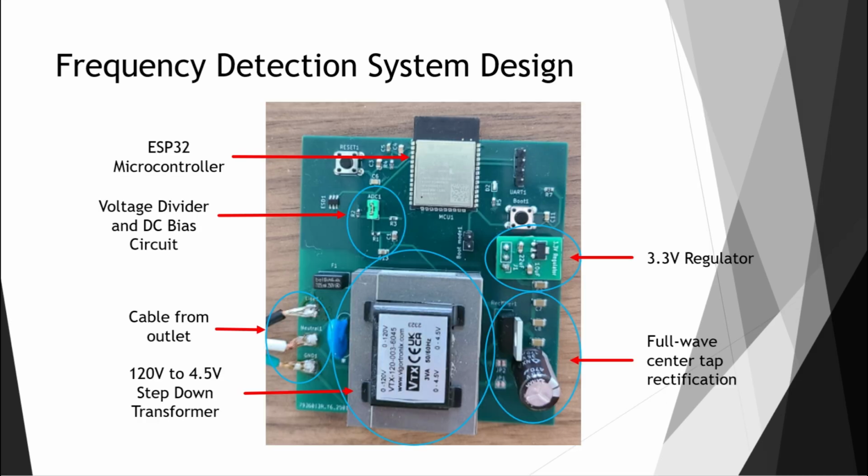This is the frequency detection system design. On the far bottom left, we have the cable from the outlet connecting to the primary side of the power transformer, stepping down 120 volt to 4.5 volt RMS, or around 6.4 volt peak. This is followed by AC to DC rectification in a full wave center tap configuration in the bottom right. We also have our 3.3 volt regulator to power the ESP32. Lastly, we have a voltage divider and DC bias circuit connecting to the ADC input of the ESP32 to properly obtain a scaled sine wave voltage from the secondary side of the transformer for Fourier transform processing, which is used to determine the frequency of the grid.